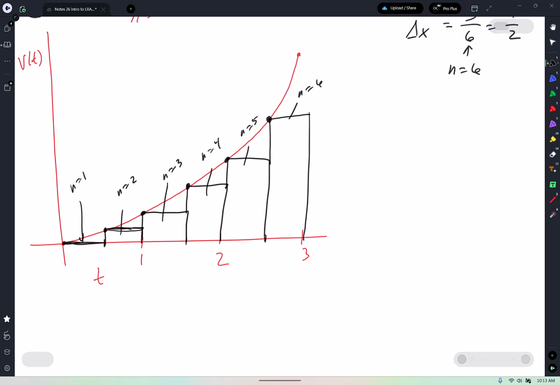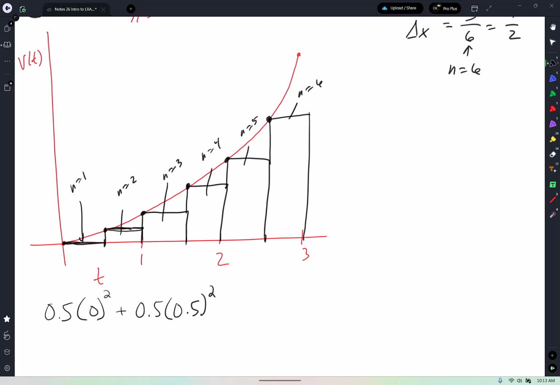I find the area of a rectangle just doing length times width. So the width of each one is 0.5. And yes, you can factor out the 0.5. The height of the first one is 0, or let's be technical, 0 squared, plus width, 0.5. The height of my second rectangle is whatever 0.5 squared is.